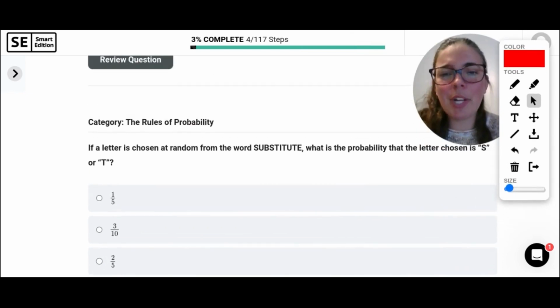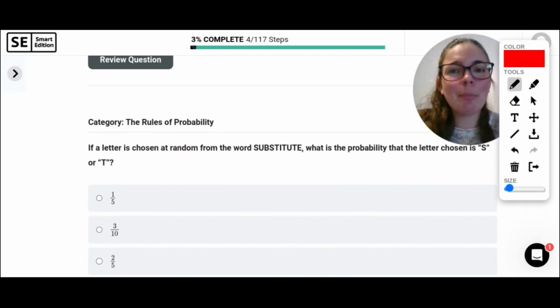If a letter is chosen at random from the word substitute, what is the probability that the letter chosen is S or T? So this is a classic probability question. You will definitely see a question like this on the GED. When we're talking about probability, we want the desired event over the total number of outcomes. So the desired event here is an S or a T.